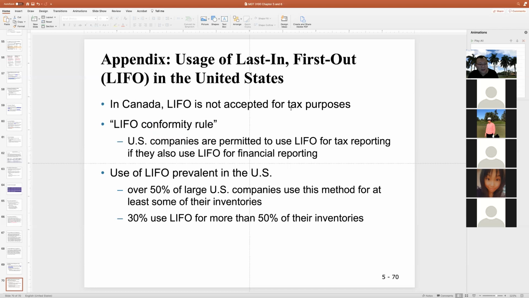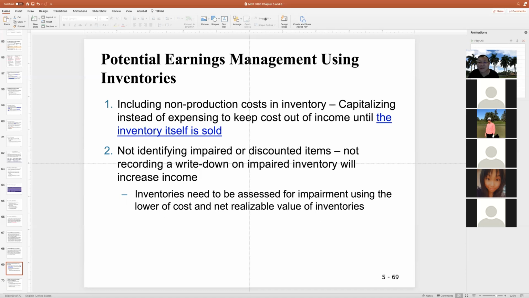LIFO is used in the US. It's actually 50% of the large US companies that are using this method. That's quite surprising. But for the benefit of this course, we are not using LIFO. We use FIFO. In your CPA exam, you are not going to use LIFO, because LIFO is not accepted in Canada. Okay, that's everything.